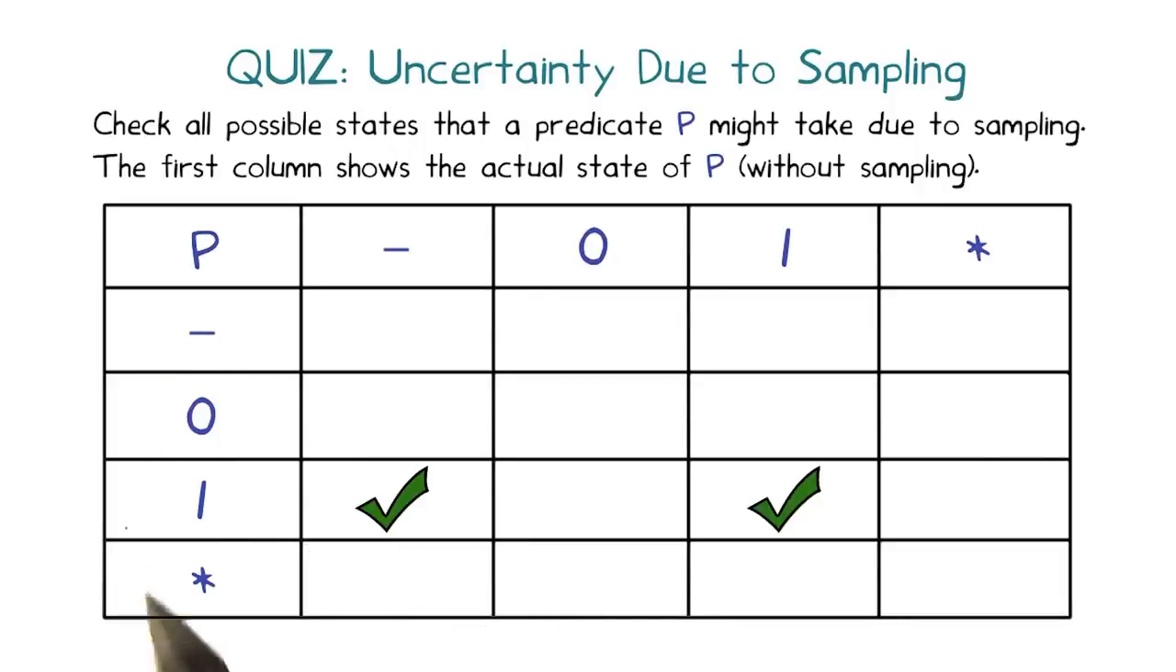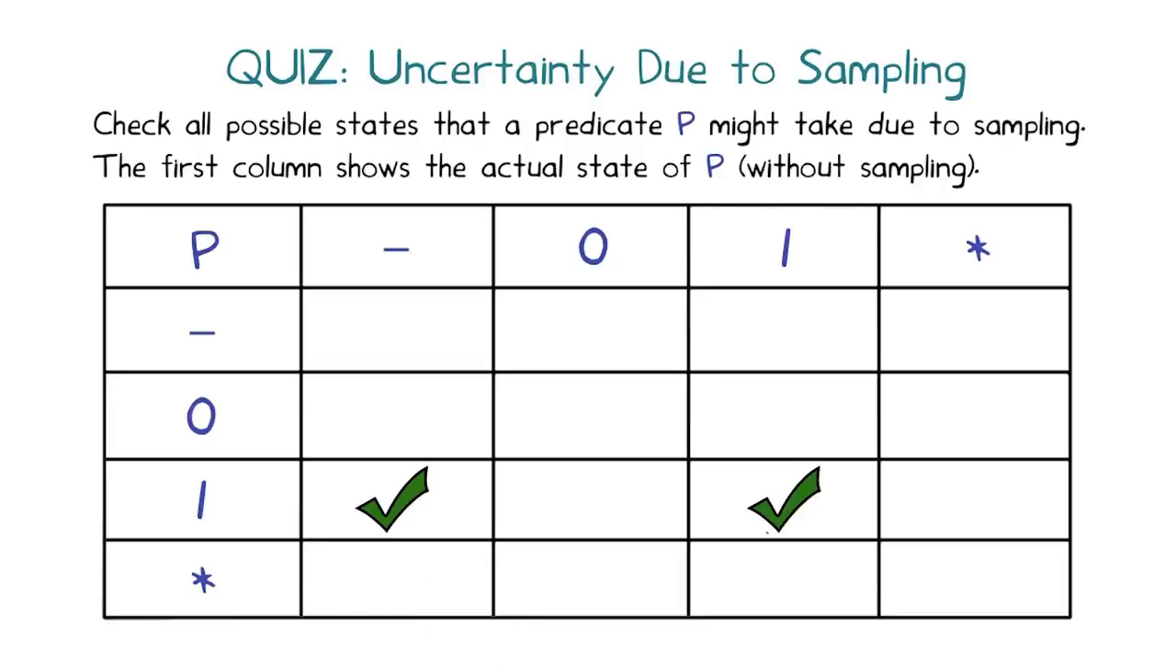Suppose the first column of this table shows the actual state of predicate P in a run without sampling. Check all possible states that we might record for predicate P due to sampling. As a hint, let's determine the possible states that might be recorded when the actual state of predicate P is 1. In other words, P is a predicate that is always true in the run we are looking at. Clearly, we might get lucky and end up observing P at least once, in which case we will find that its value is true and therefore we will record its state as 1. But we might get unlucky and never observe P, in which case we will record its state as dash.